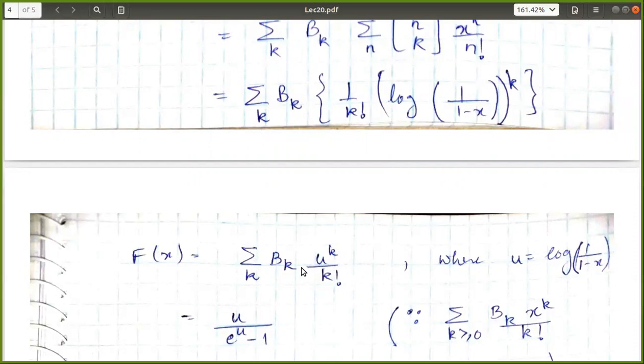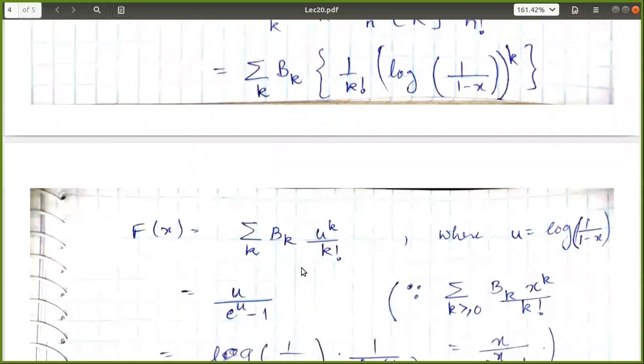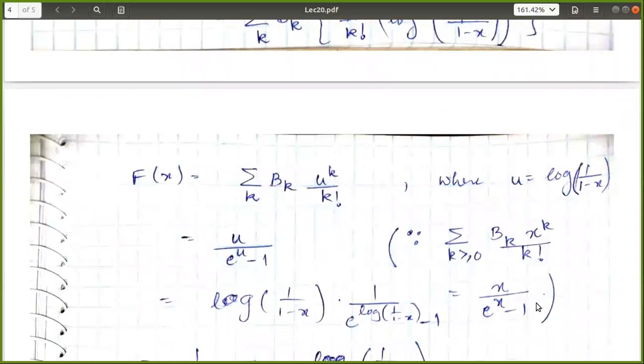And this you have seen earlier, in one of the initial lectures, when I had given you a long list of famous identities. This evaluates to u upon e raised to u minus 1. For you to recall, I've put it down here also. Even though k doesn't have a range here and k has a range here, I've still applied and written this down here.